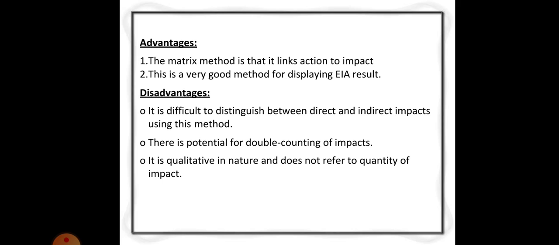Now coming to the disadvantages, it is very difficult to distinguish between the direct and the indirect impacts by this method, and also there is potential for double counting of the impacts in this case. It is also qualitative in nature, and hence it does not refer to the quantity of the impact. So that is also one of the disadvantages of the matrix method.